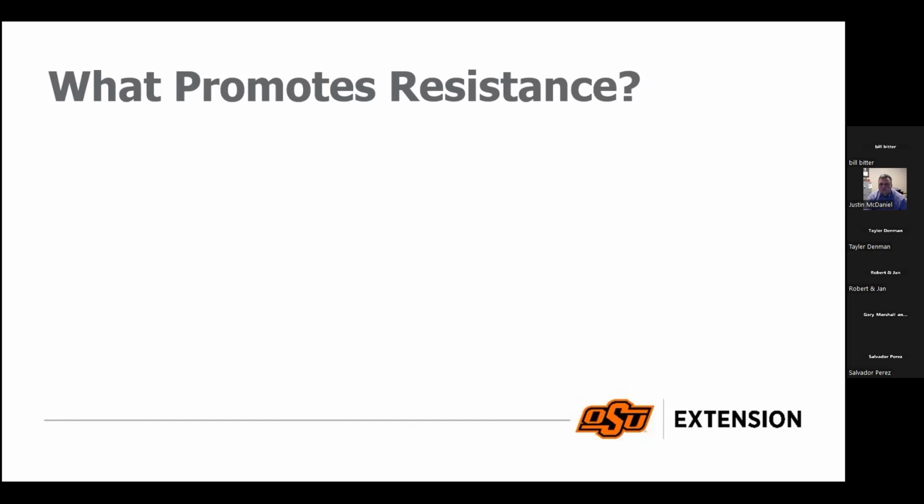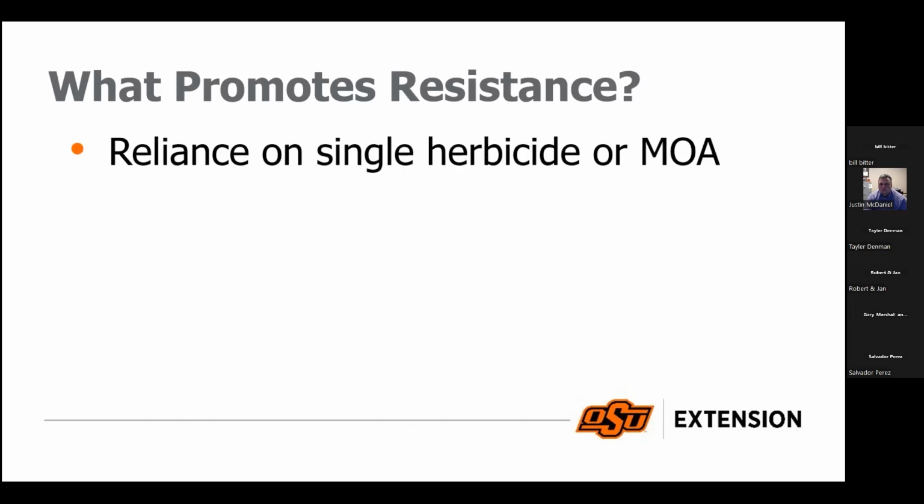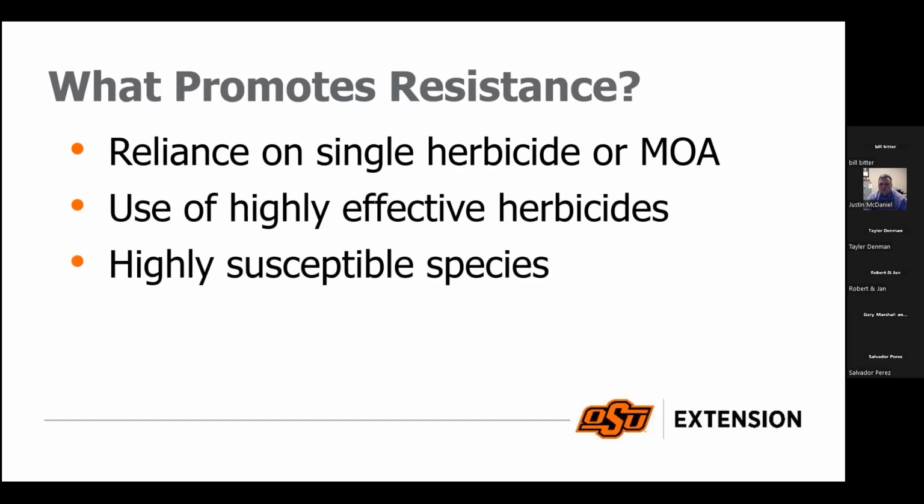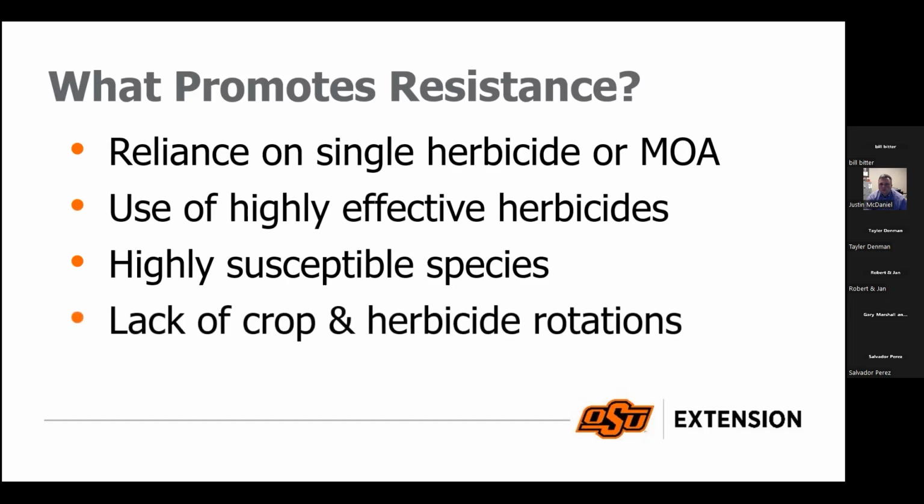Looking at things that could promote resistance: relying on a single herbicide or mode of action, using highly effective herbicides, and species that are highly susceptible to resistance, again, those annual species. Also, lack of herbicide rotations and lack of crop rotations. If you plant the same crops every year and use the same herbicides every year, you could potentially see some herbicide resistance in that situation.